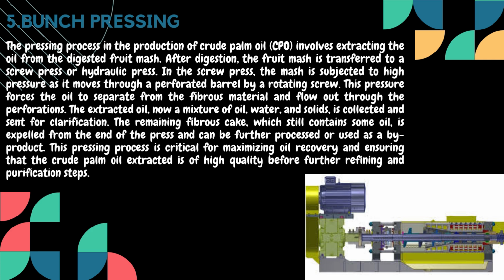The extracted oil, now a mixture of oil, water and solid, is collected and sent for clarification. The remaining fibrous cake, which still contains some oil, is expelled from the end of the press and can be further processed or used as a byproduct. This pressing process is critical for maximizing oil recovery and ensuring that the crude palm oil extracted is of high quality before further refining and purification steps.